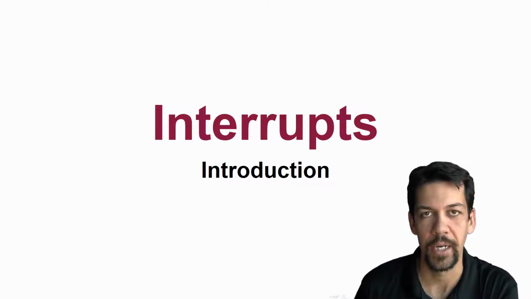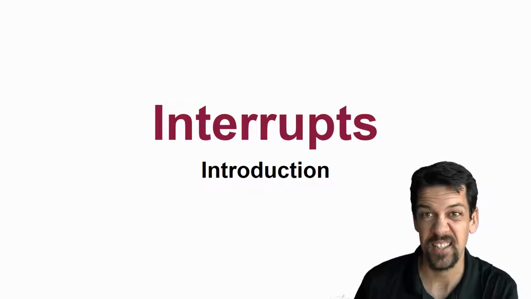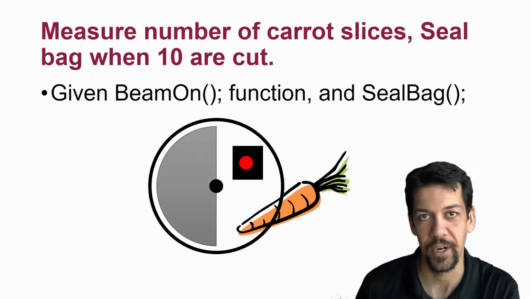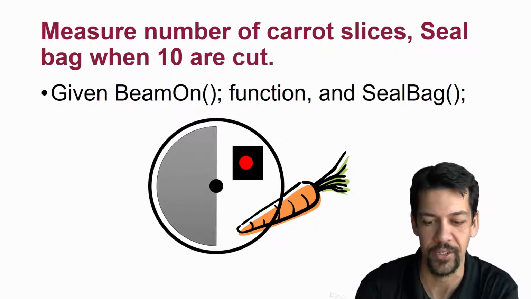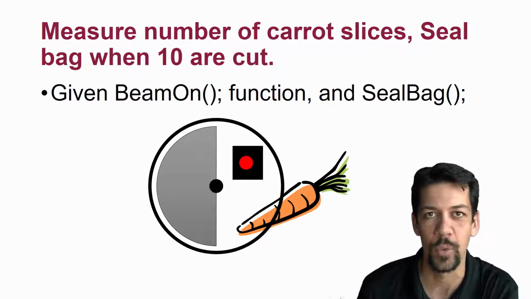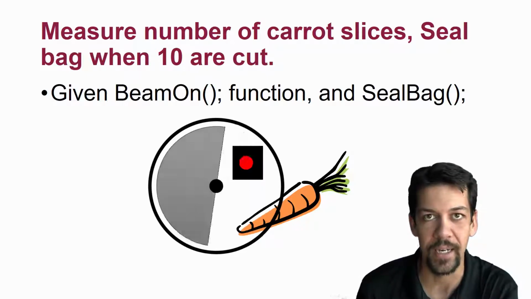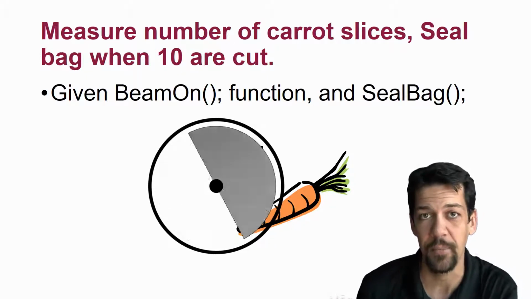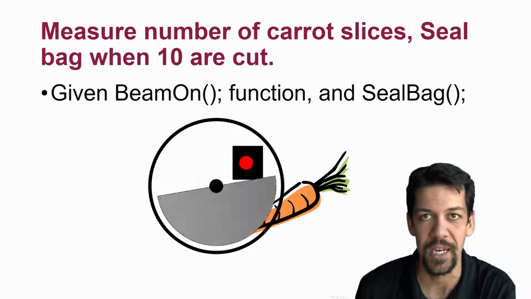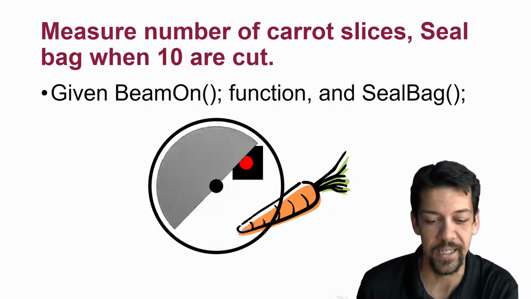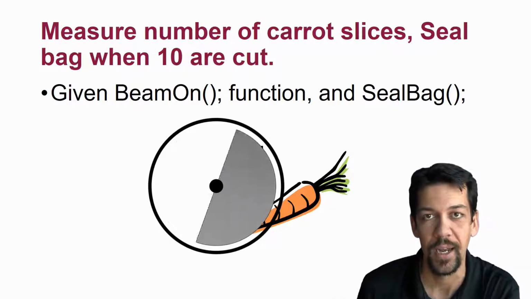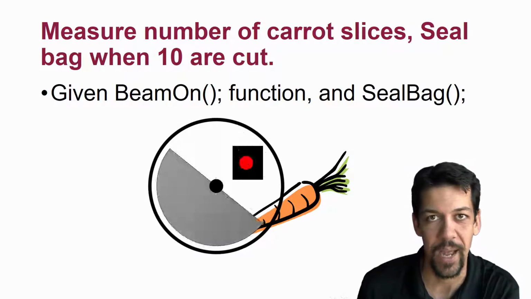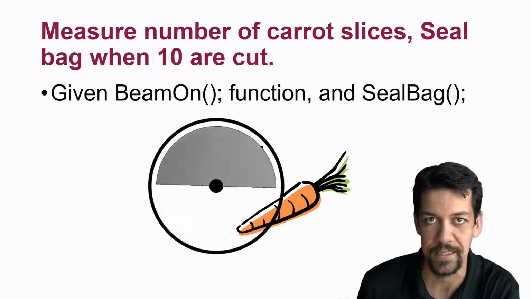Today we're going to talk about interrupts. And one way to illustrate why we need interrupts is this dumb little situation here, right? So here we are in a carrot factory, and what we're doing is we're slicing carrots. So we've got a machine that has a big slicer, and there's a beam break, and we can tell every time the blade passes the beam, that's one slice of a carrot. And the idea is that we want to seal the bag of carrots once we've got 10 slices inside, right?